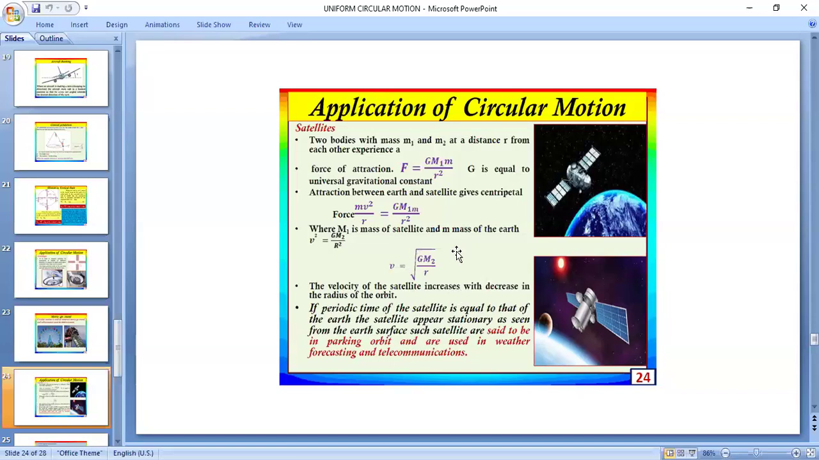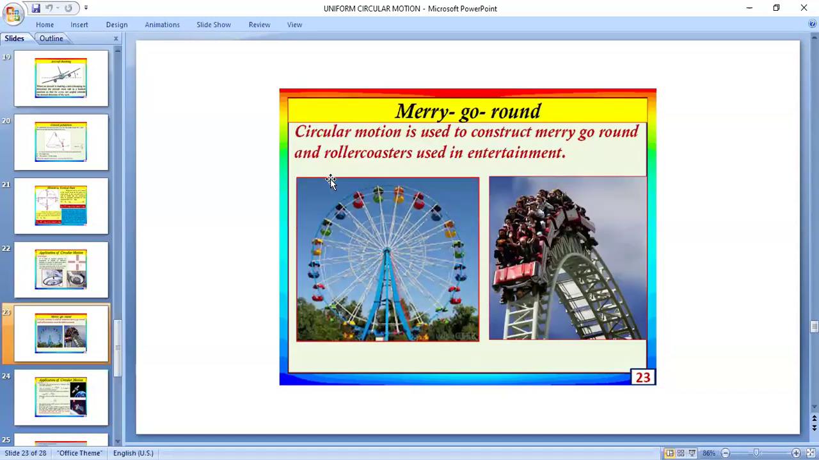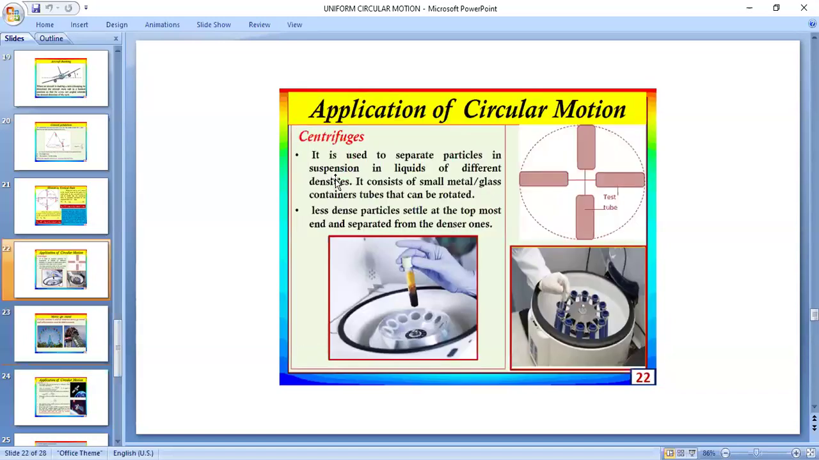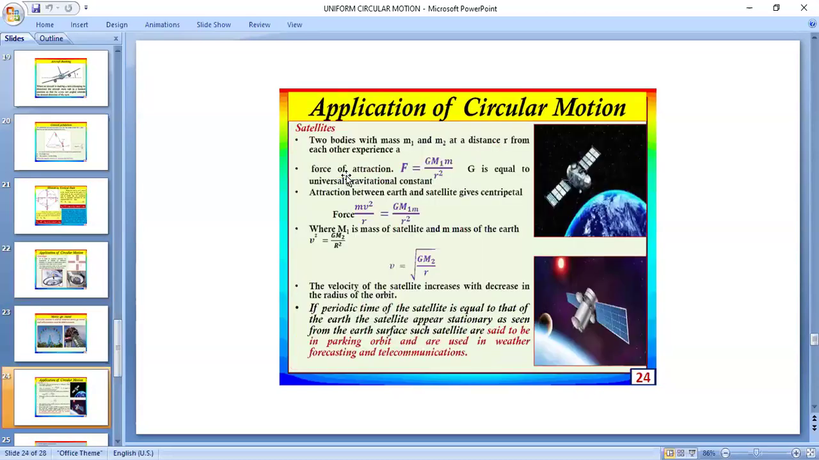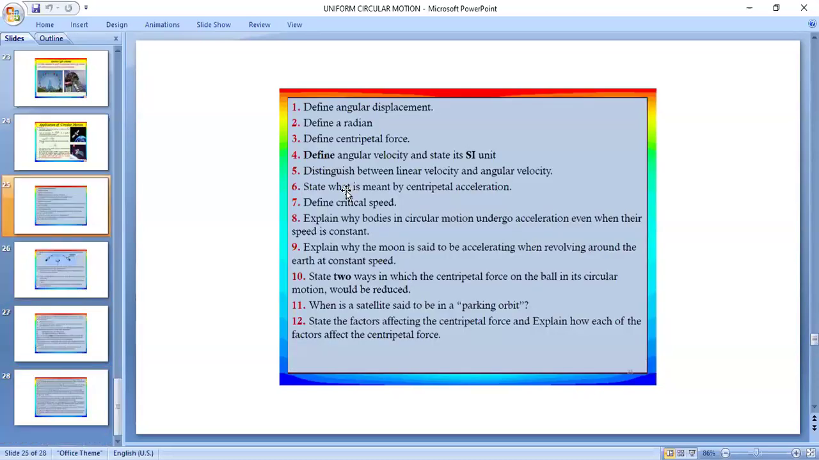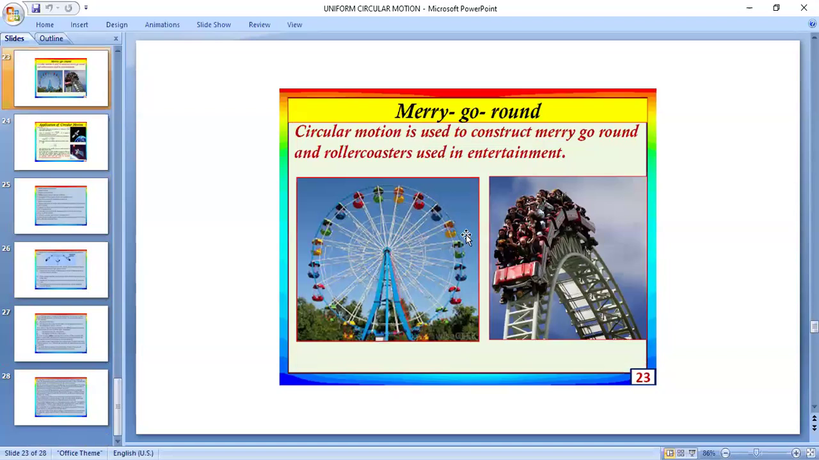So the only question that comes from here is: state 2 applications of uniform circular motion. Then you can talk about satellites, talk about merry-go-rounds, talk about centrifuges, and so on. So that marks the end of the lesson today.